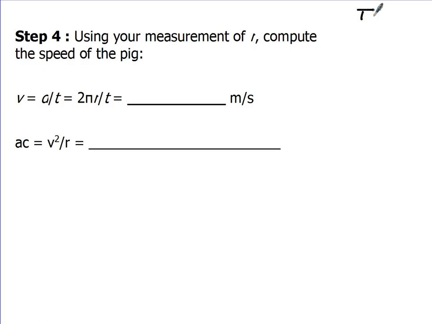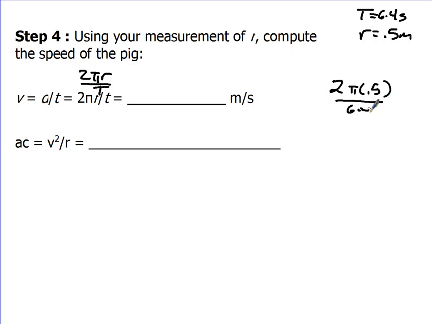So, my period is 6.4 seconds. My radius is 0.5 meters. So the velocity is 2 pi r divided by t. So my speed is 2 pi 0.5 divided by 6.4 seconds for my example. So 2 times pi times 0.5 divided by 6.4. I get 0.49 meters per second.